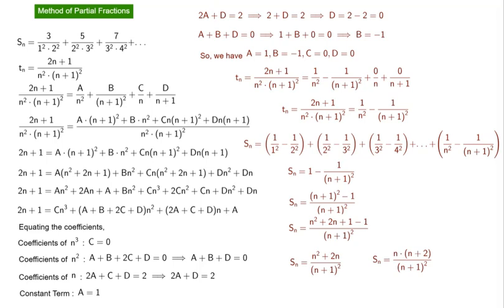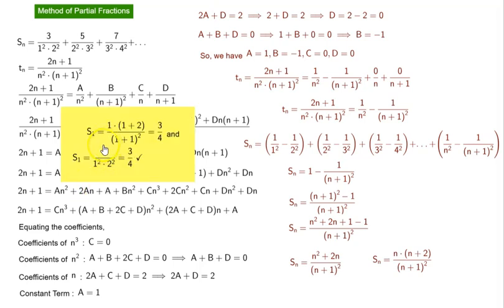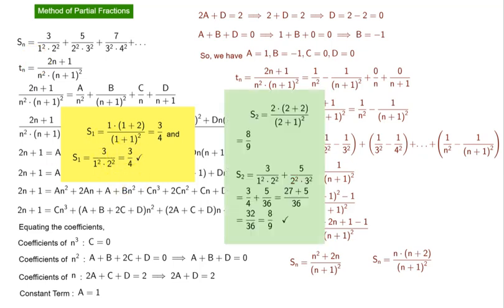As usual, let's do a verification. S₁ is equal to 1 times (1+2) by (1+1)², which gives us 3 by 4. That is 3 by 1² times 2², which is equal to 3 by 4. Similarly, S₂ is equal to 2 times (2+2) by (2+1)², which is equal to 8 by 9.